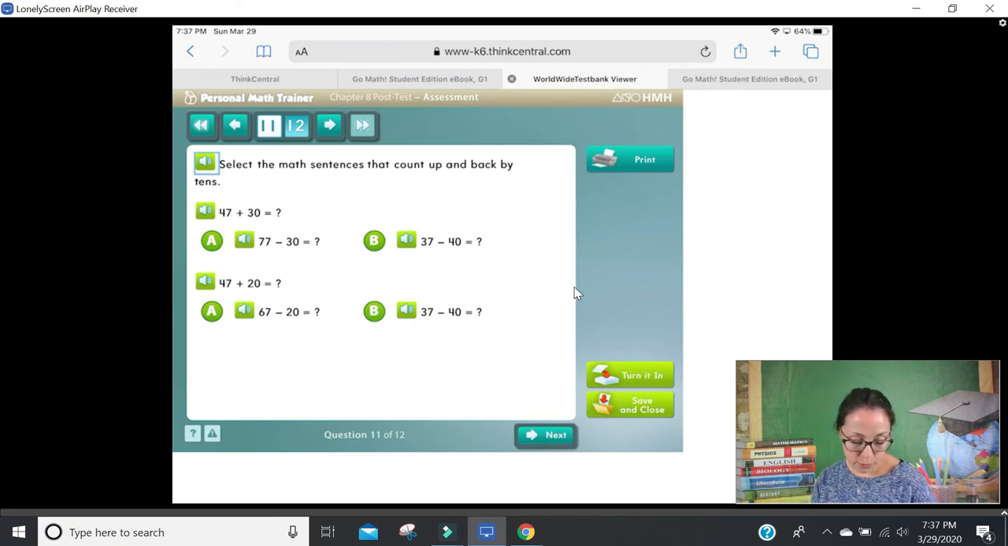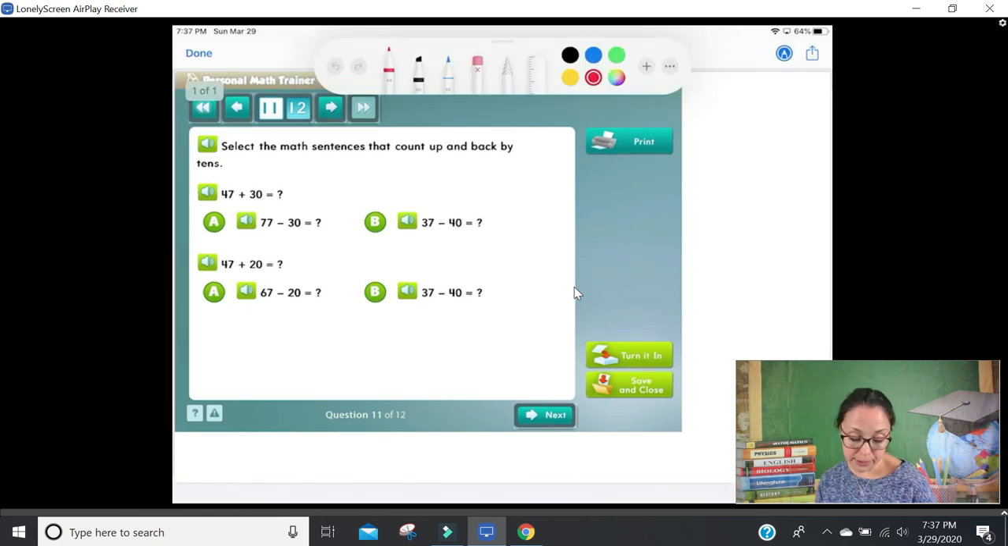So 47 plus 30 equals which one has the same fact family. So estoy buscando no la respuesta, pero cuál tiene la misma familia de números. So I don't need to know the answer. I just need to know which ones, A or B, has the same numbers as in the top one. So I'm looking for which of these matches with the numbers in this one over here.